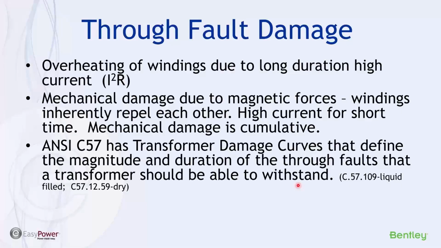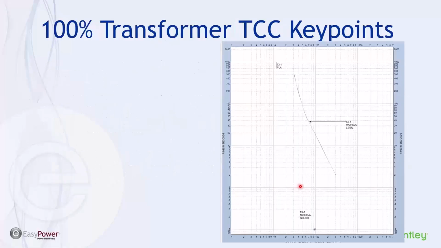life of the transformer. Now, ANSI C57 has transformer damage curves that define the magnitude and duration of through faults and describe what the transformer should be able to withstand. And this is in C57.109 for liquid transformers and C57.12.59 for dry. And what it describes, and what you will see when we get to EasyPower, is what I describe as the key points or the milestones in the TCC plot. So, and we'll show this in EasyPower here in a couple minutes.